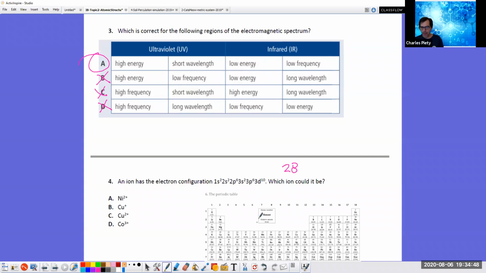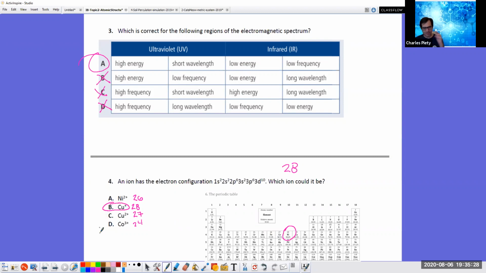If it's a neutral atom and it's got 28 electrons, well, then it could be nickel. Nickel is not an option, right? We know it can't be the nickel ion because that would have 26 electrons. Copper plus 1, that has 28 electrons. That is looking like a good candidate. Copper plus 2, no, that's got 27. Cobalt, all the way down here, that would have 24. So the answer is B.